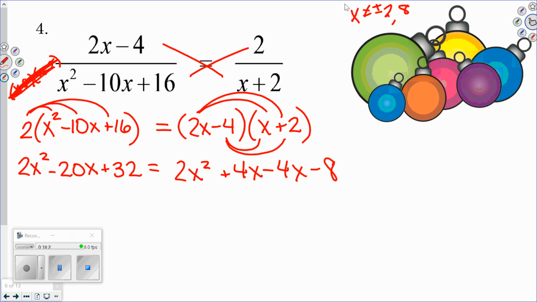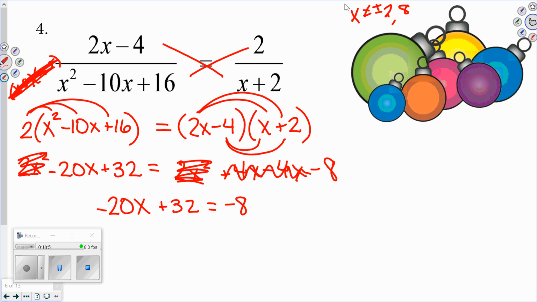From here, I've got a bit of a mess going on, right? If I clean up some like terms, what happens to my like terms over here? They go away. These cancel out. Do I have an x squared? What happens when I subtract to move them to the same side? They cancel out. If I subtract 2x over here, it cancels out. So do I have to set this equal to 0, or can I just solve it? Just solve it. I'm going to rewrite just what I have so we can see it. Negative 20x plus 32 equals negative 8.